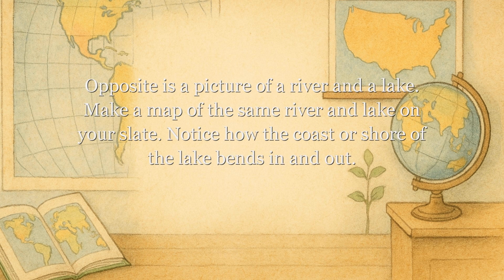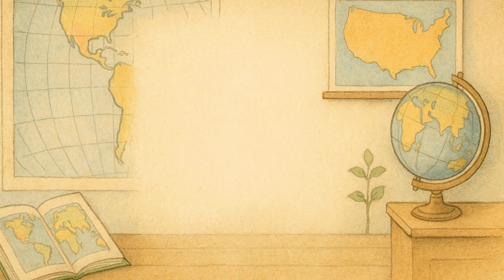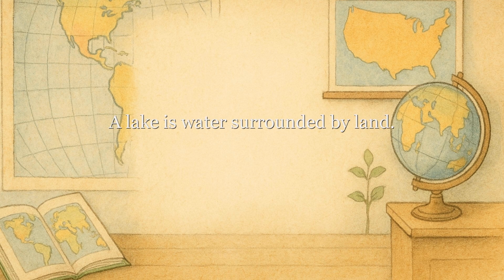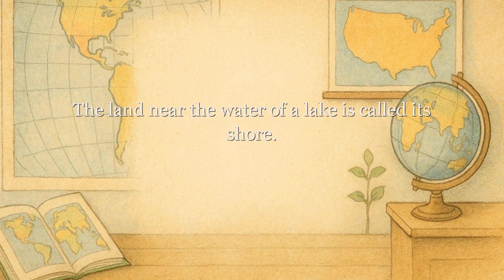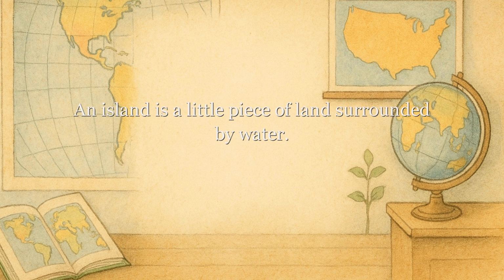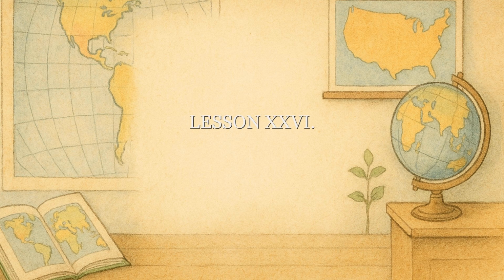Opposite is a picture of a river and a lake. Make a map of the same river and lake on your slate. Notice how the coast or shore of the lake bends in and out. Write the following. A lake is water surrounded by land. The land near the water of a lake is called its shore. An island is a little piece of land surrounded by water.